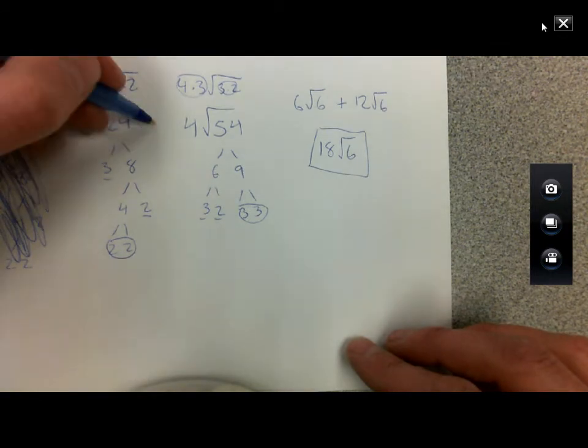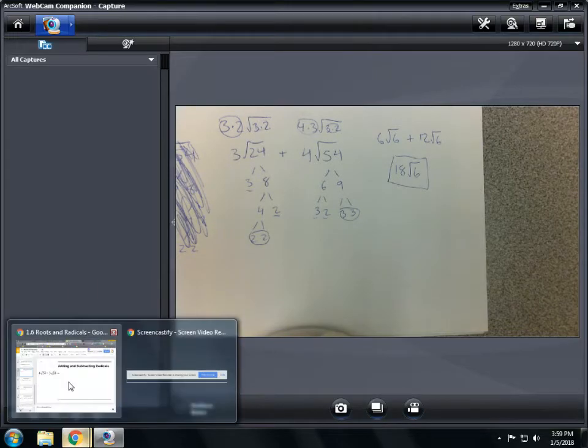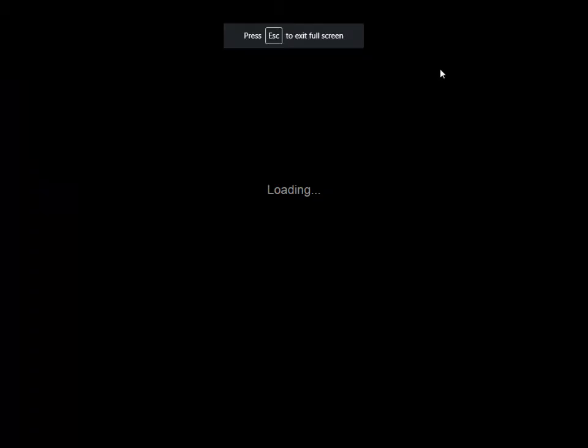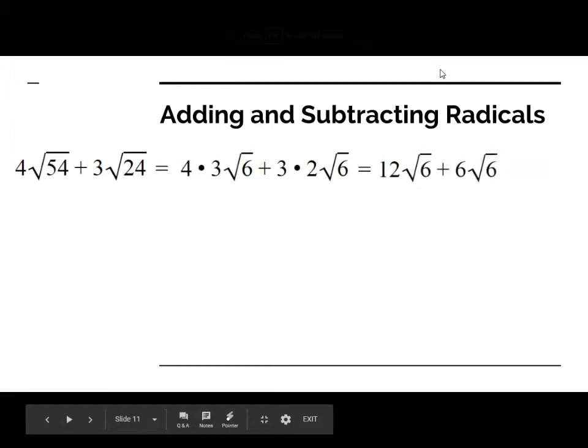So 3 square root of 24 plus 4 square root of 54 is going to give me 18 square root of 6. By simplifying those radicals, I was able to get a common label, basically square root of 6 and square root of 6, which allowed me to combine them together. That's what we see here.